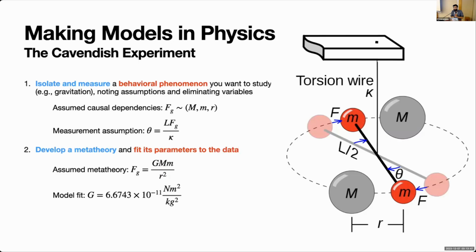Then once you have your experiment and you've set it up to eliminate all of the extraneous variables, right? You only want the masses and the radius to come in. So when he set this up, he actually put it in a shed so that wind couldn't interfere with it. And he measured it through a telescope, right?